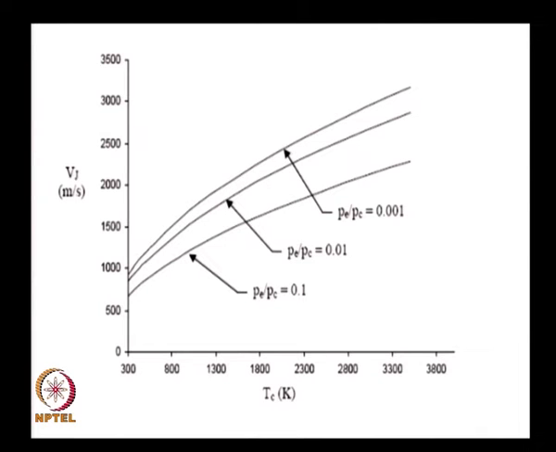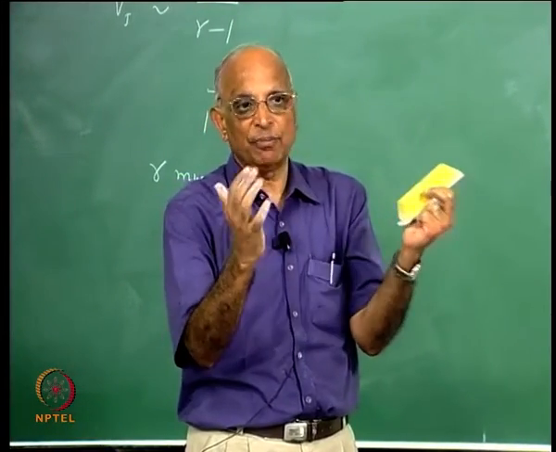Let us now come back and ask ourselves, if I have a gas at low temperature, like a cold gas rocket, and if I decrease the value of PE by PC from 0.1 to 0.001, I do not really get much benefit. Whereas, if I have a high temperature rocket, TC is high, I get a much larger benefit. Therefore, if I were to design a cold gas rocket, I do not need to really expand it out much, I can have a lower chamber pressure.